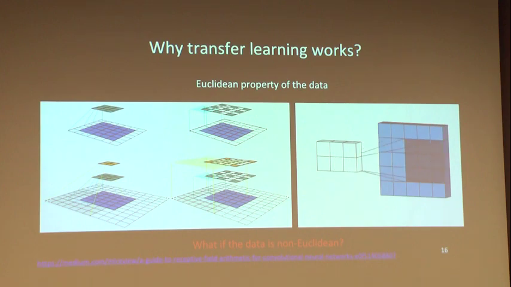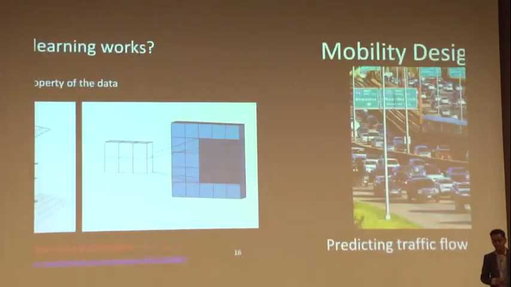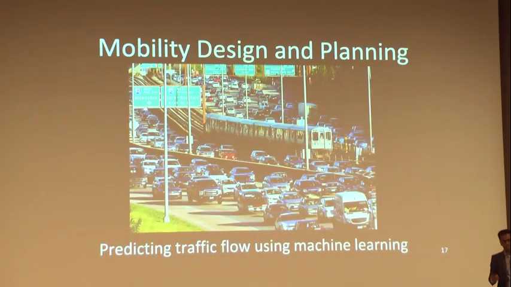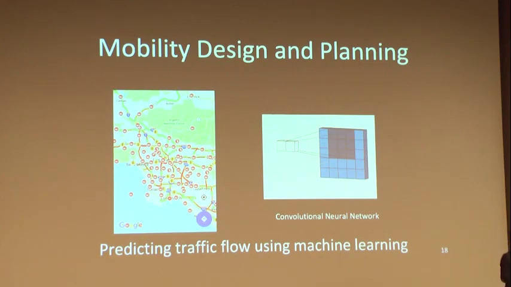Okay, so what if the data is non-Euclidean? What if the data is not an image? I'm going to talk about another project in which we deal with non-Euclidean data. It is part of a mobility design and planning project, where we want to predict the traffic flow using machine learning. How can we do this?